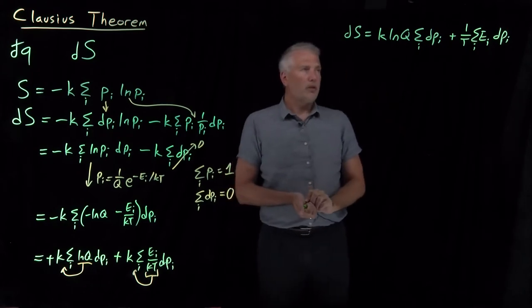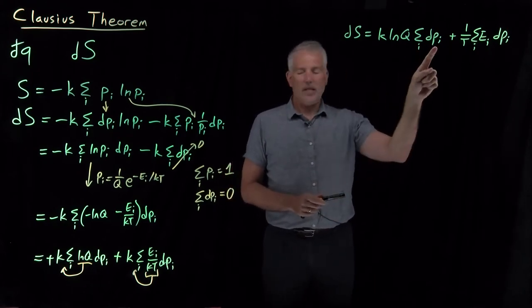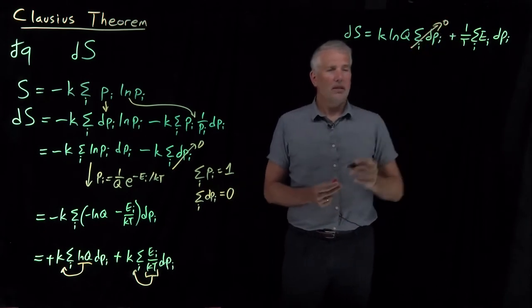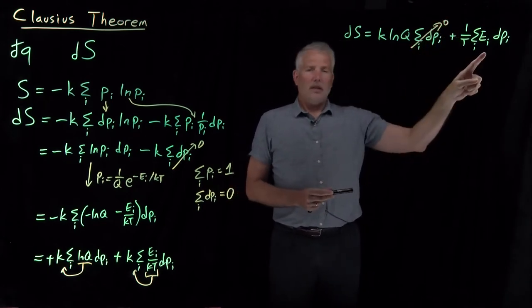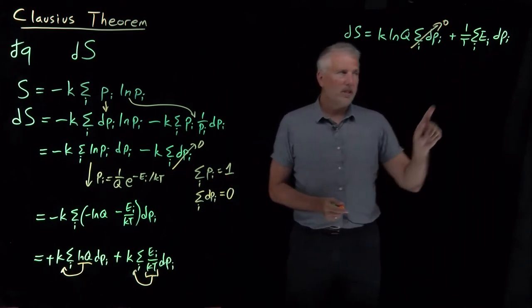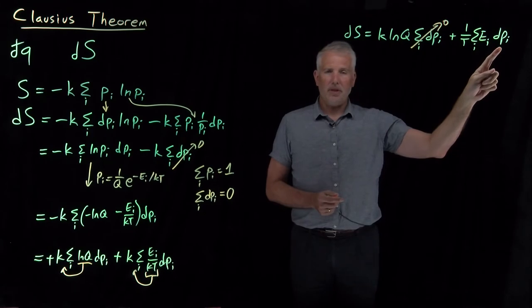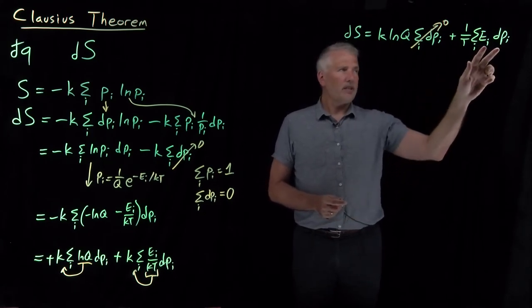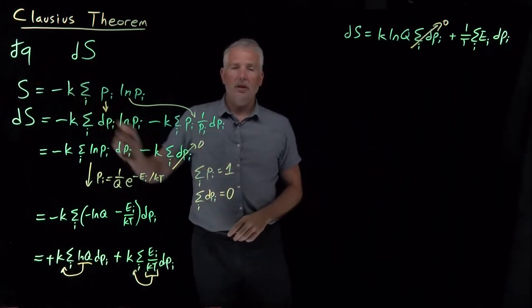So the first term, we know what to do with that. Sum of the dps is 0, the same way it was a minute ago, so that term goes away. Ask yourself now what I'm going to do with the second term. We've seen sum of the energies times the dps, the change in the probabilities before. That, in fact, is exactly what we called dq.